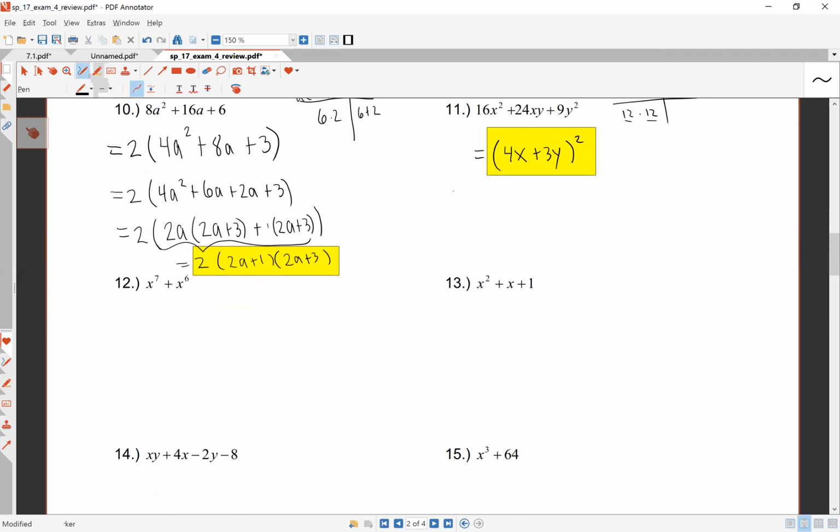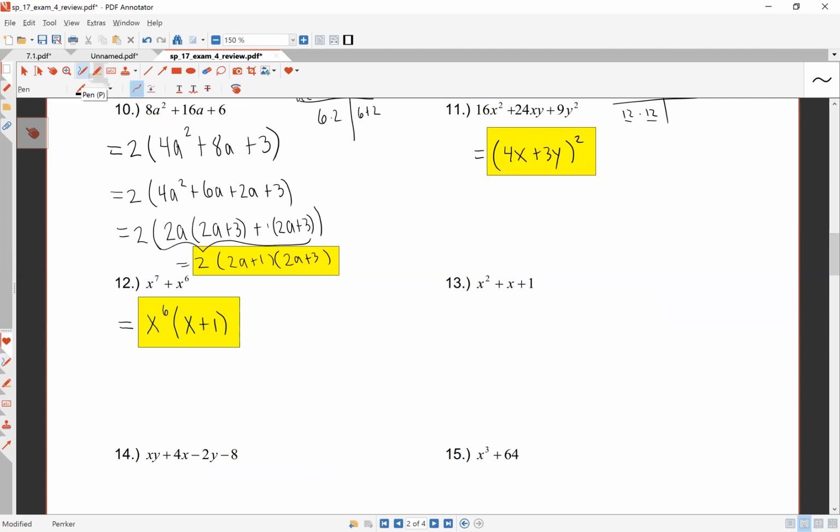Number 12, another binomial. It's not a cube or square. So all we see is that there's a common factor of x to the 6th on both of those. And so we factor it out and get x to the 6th times x plus 1. And that's all you can do with that.